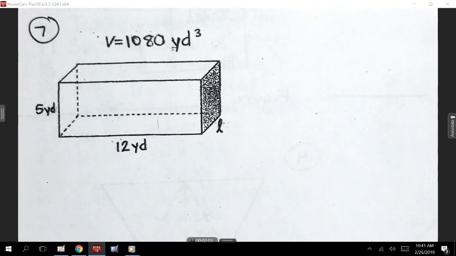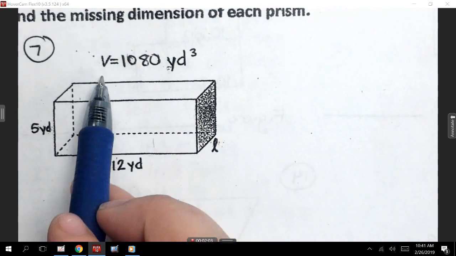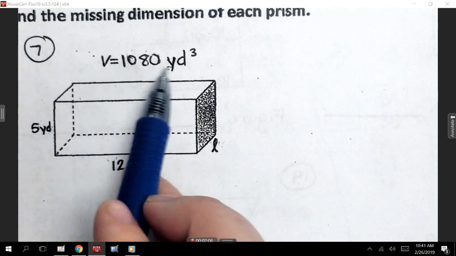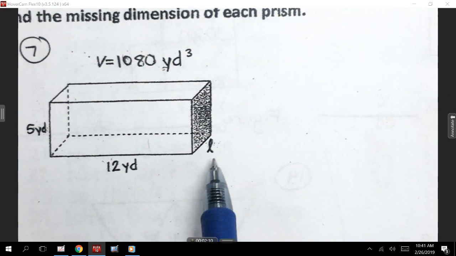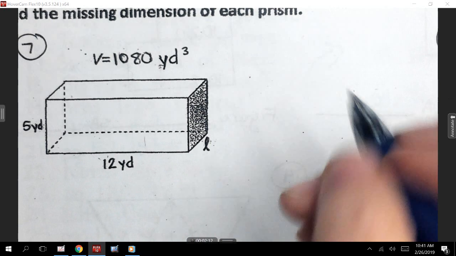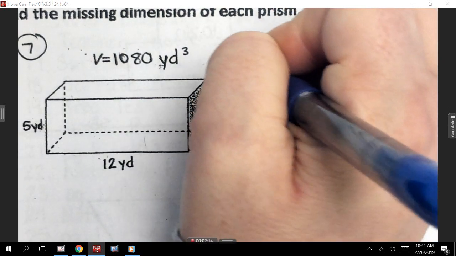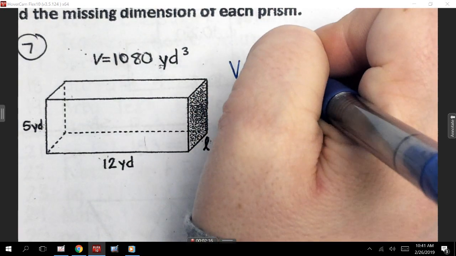Number 7 together. All right, so this time, you notice it tells me my volume, doesn't it? What am I missing? The length. So guys, since it tells me my volume, I know I'm going to have to use that formula. So I'm going to do V equals L, W, and H.